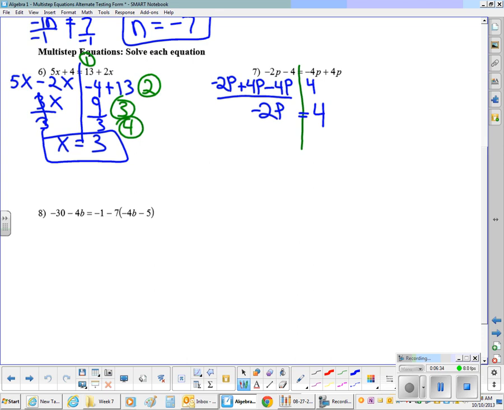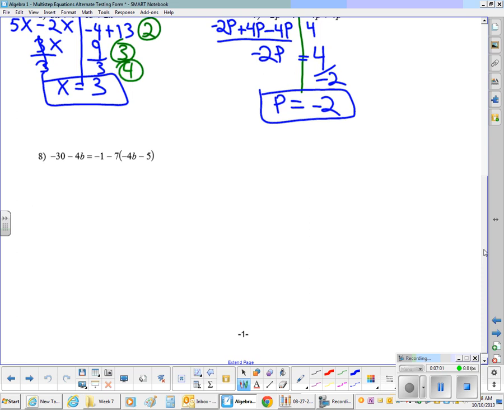So in reality, while technically I am dividing both sides by negative 2, when I'm really trying to just get my answer, I'm saying 4 divided by negative 2. So I'm going to get p equals negative 2, and then that's my answer. Okay, I write more stuff usually, but I think sometimes that might confuse people. So we're going to try just writing that. Okay, moving on to number 8.